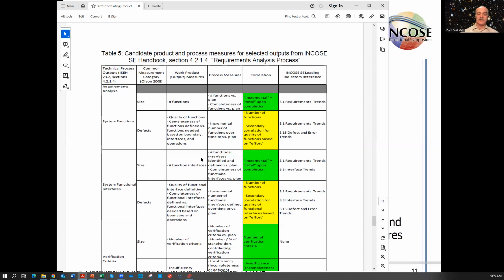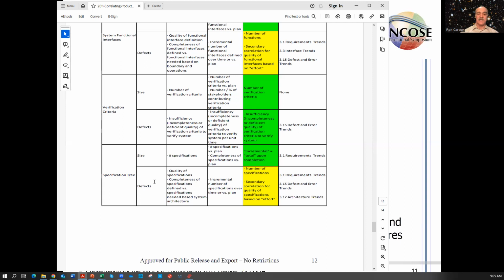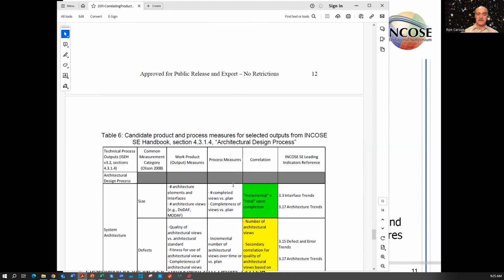So system functions, system functional interfaces are going to be a challenge. Specification tree, correlation of the quality of the specification tree versus some process, that's going to be harder to establish. So that's the area of the stakeholder requirements definition.